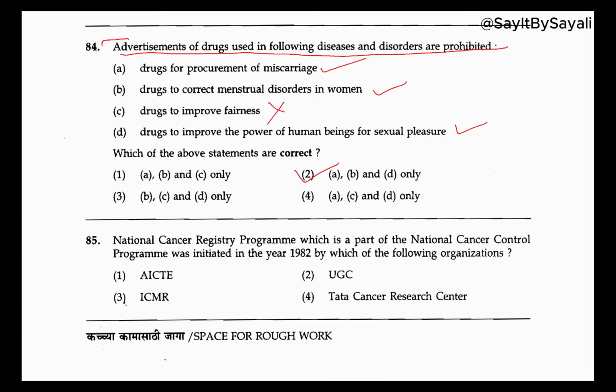काय क्वेश्चन होता? ऍडव्हर्टाइजमेंट कशाचे बॅन आहेत? या तीनचे. क्वेश्चन नंबर 85. नॅशनल कॅन्सर registry program, which is part of the National Cancer Control Program, was initiated in year 1982 by which of the following organizations? AICTE, UGC, ICMR, and Tata Cancer Research. Correct answer is 3, ICMR.